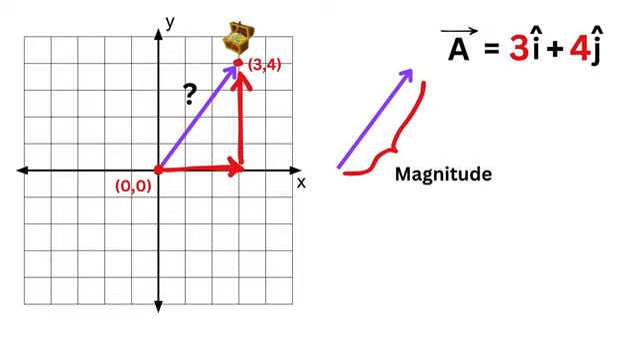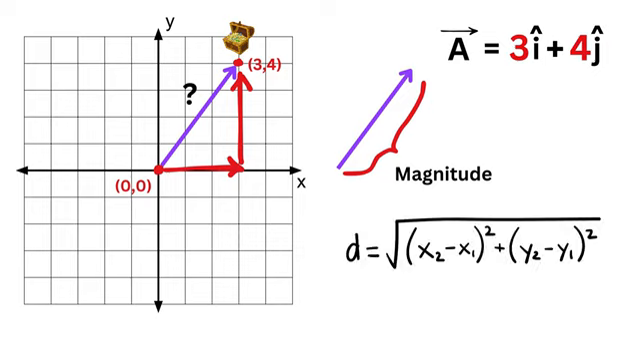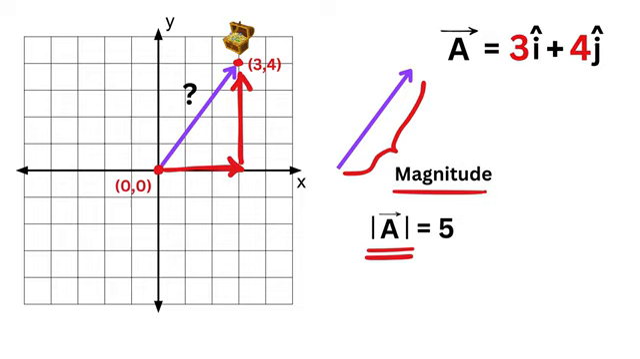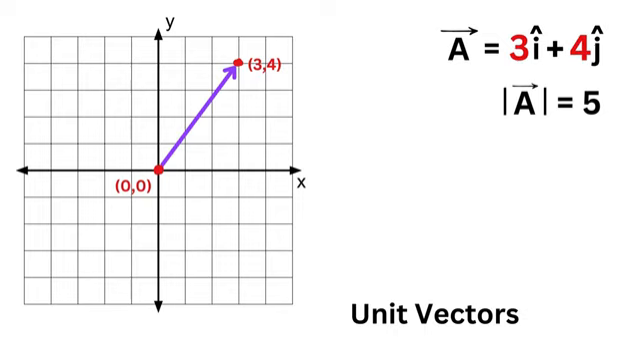Simply use Pythagoras' formula, or in general, the distance formula, to get this magnitude as 5. Also, this is how we represent the magnitude of a vector. Awesome! Now let us talk about unit vectors.